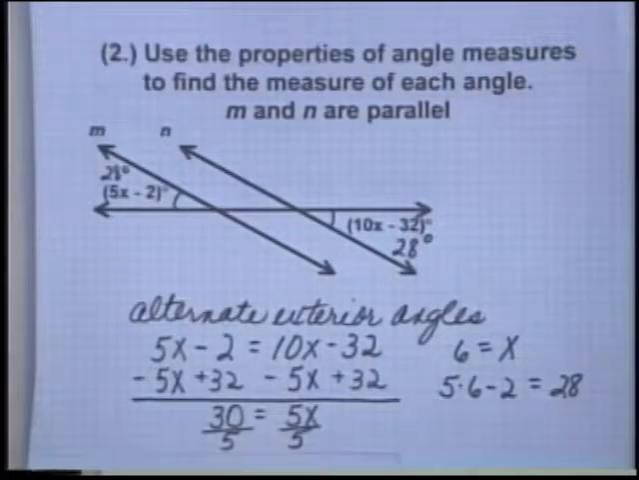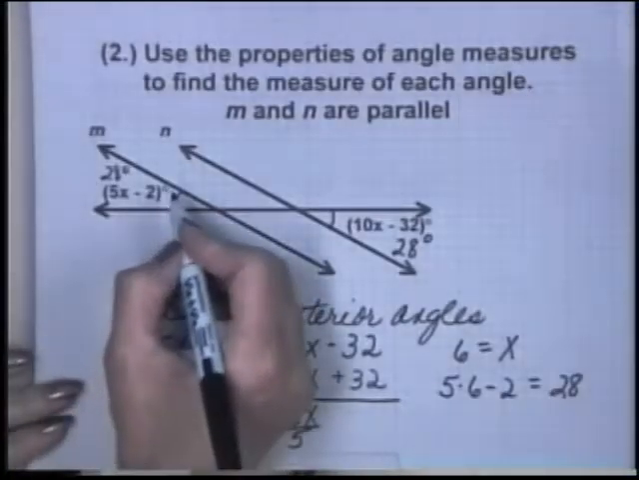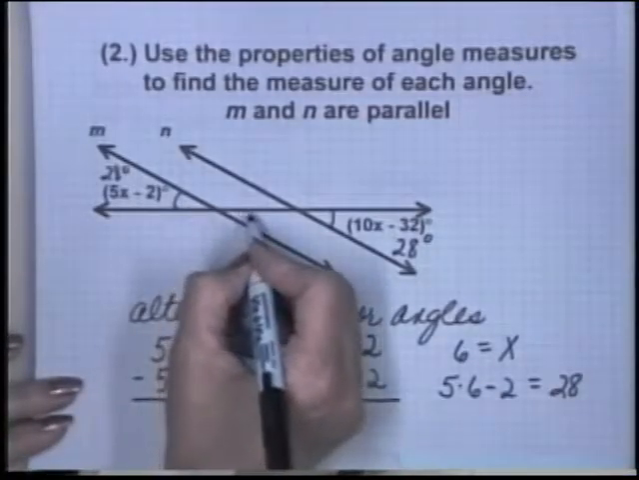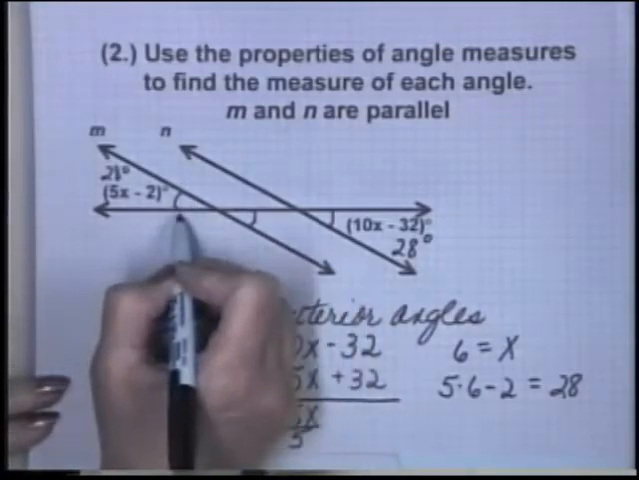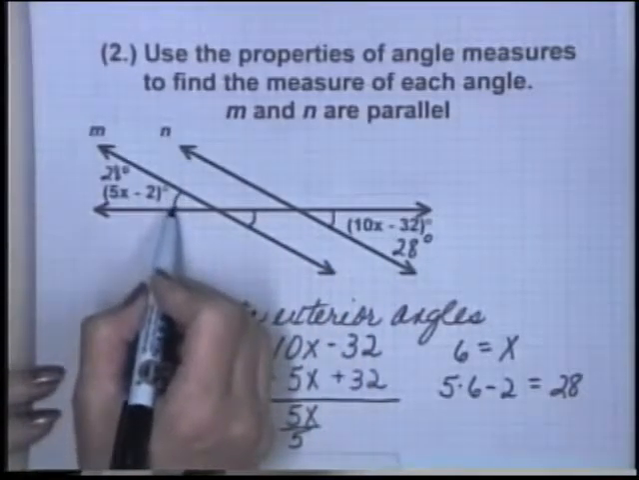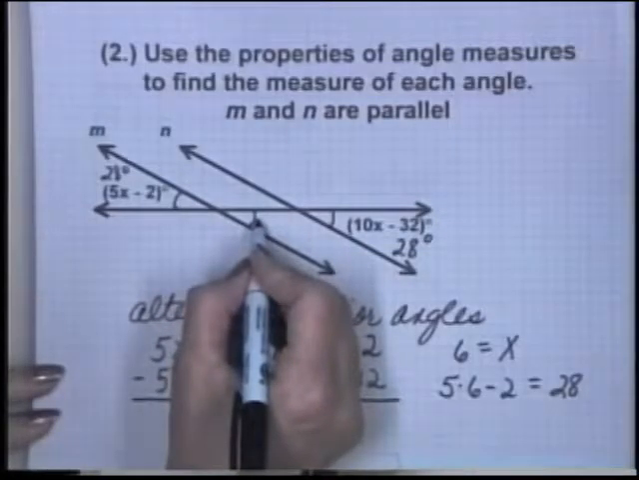Now I want to find all the other angles, and let's see how we can do that. Do you see that this angle is a vertical angle for this angle? Two intersecting lines. So if this angle is 28 degrees, what do I know this angle is?